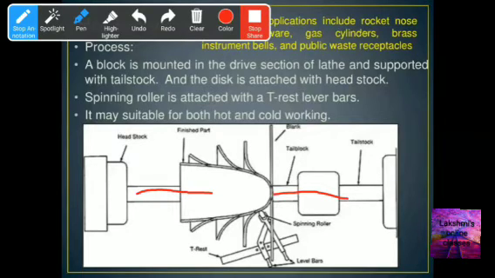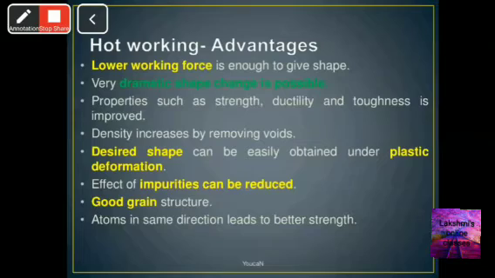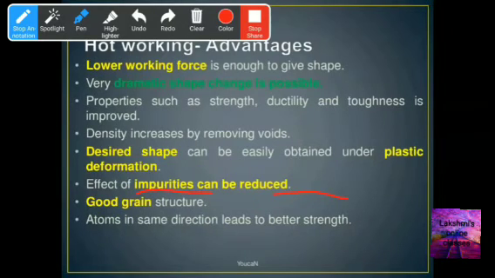It may be suitable for both hot and cold working. So coming to the hot working advantages, one is lower working force is enough to give shape, and very dramatic shape change is possible. Properties such as strength, ductility, and toughness are improved.